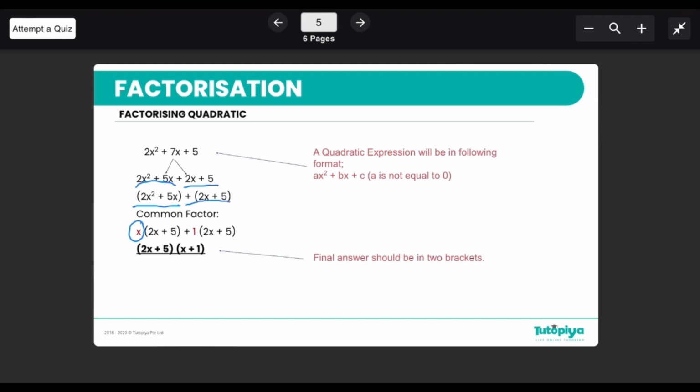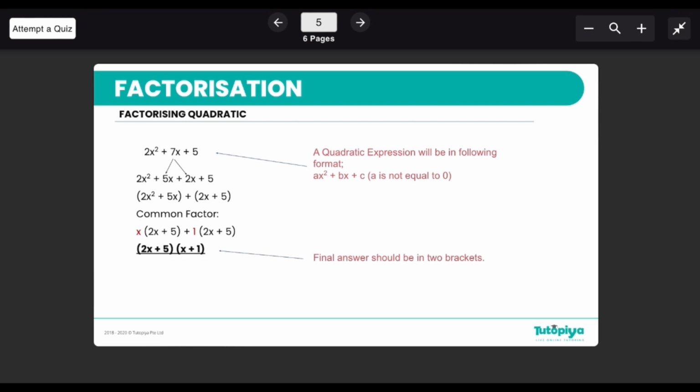and the common factor that I can take out from the second two terms is just positive 1. And from there, I can form that one of my brackets is 2x plus 5, and the other bracket consists of the remaining parts, which is x plus 1. So that should be the final answer. When you have a number in front of x squared, you must use this method. And that brings us to the end of the notes section.